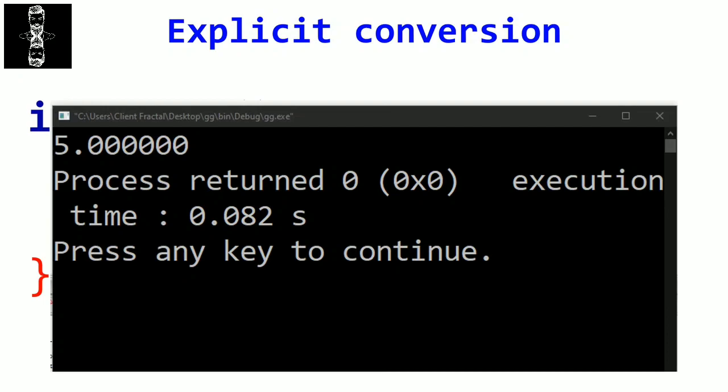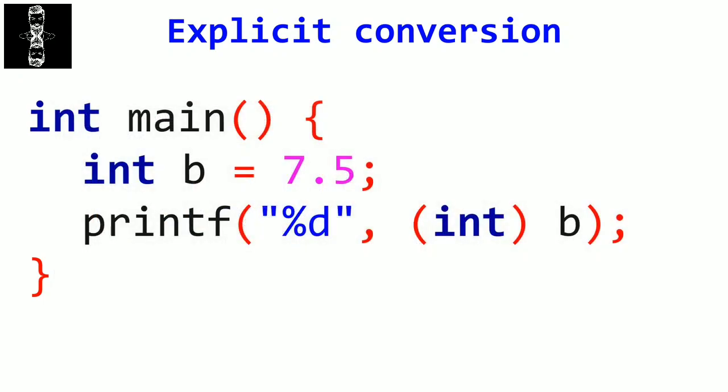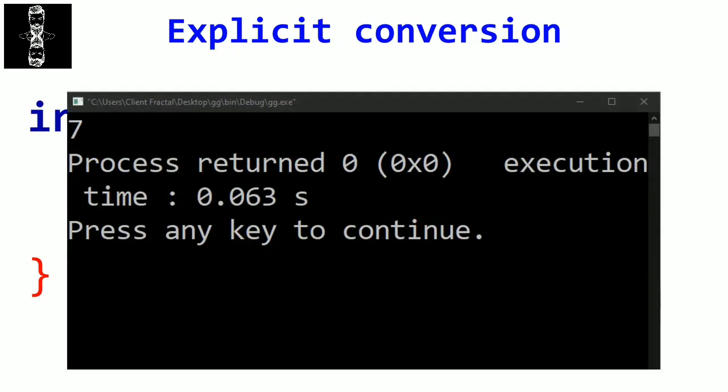We can also do the opposite way. For example, we have a variable b of type float that equals 7.5. If we want to print its value converted to int, we write int before it like this, and we get 7. And as said earlier, typecasting can lead to data loss, so be careful when using it.